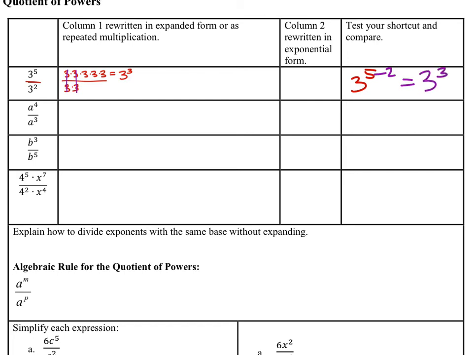So yeah, when the same base is in the denominator, we're just going to subtract those out. But it's only with the same bases, all right? So what about this next one right here?